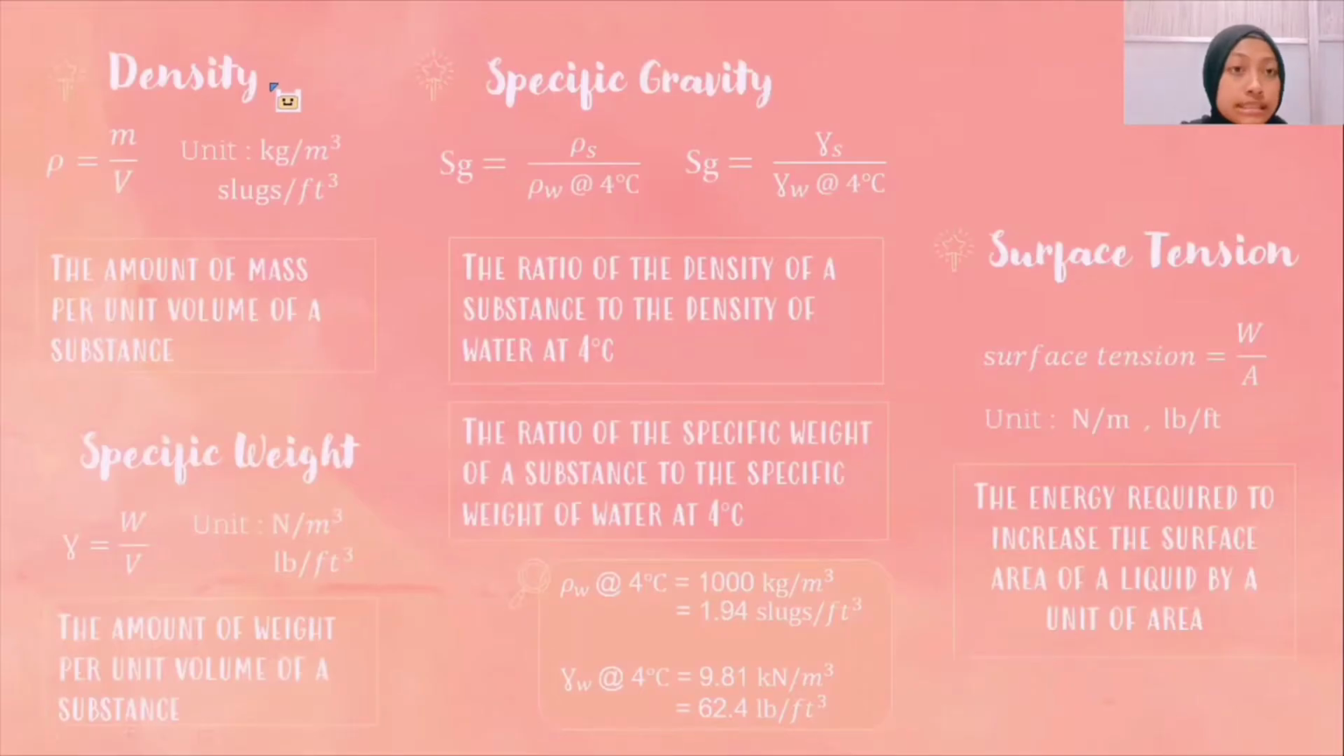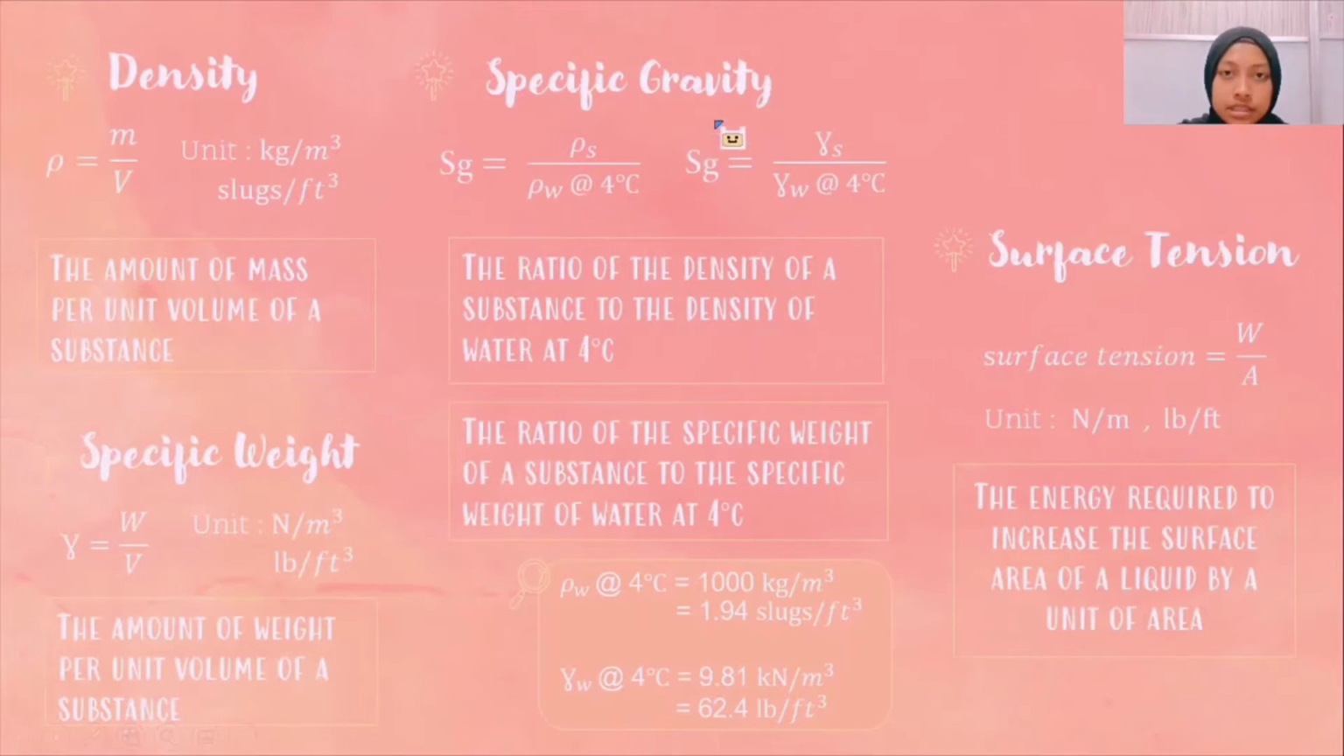The first property is density. Density is the amount of mass per unit volume of a substance. This is the formula: rho is equal to mass over volume, and the unit for density is kilogram per meter cube or slugs per feet cube. The second property is specific weight. Specific weight is the amount of weight per unit volume of a substance. The formula is gamma is equal to weight over volume. The unit is Newton per meter cube or pound per feet cube.